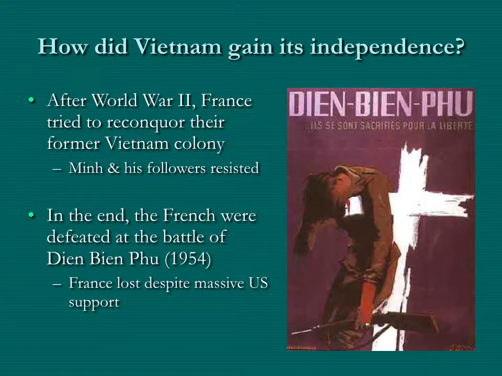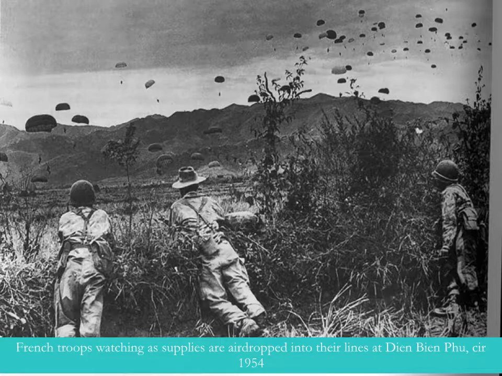Even with massive aid from the United States, they're going to be defeated at a place called Bien Bien Phu. And Bien Bien Phu is one of the great examples of why you should always take geography into account when you're fighting a battle. And I'll just show a couple images here to illustrate that. Here is the valley of Bien Bien Phu, and the French have a military base in that valley. They're airdropping supplies and men and weaponry there, but the Viet Minh control the hills. And so the Viet Minh can pretty much fire down on the French at will. They have no way out of this valley.